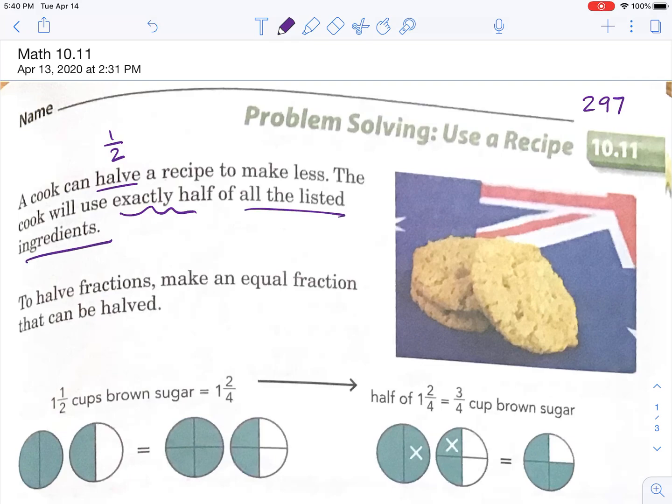If you cut the apples in half but don't cut the sugar in half, it's going to be weird. So you have to half everything to make the recipe work out right. To halve fractions, make an equal fraction that can be halved. Okay, so let's look at it here.